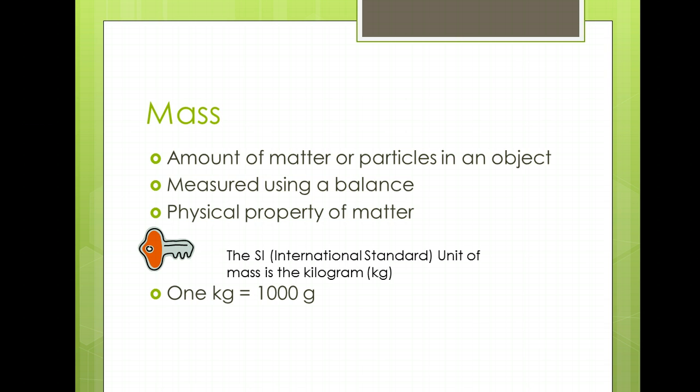Mass is a physical property of matter. Key concept in this section: the SI unit of mass is the kilogram. A kilogram is equal to 1,000 grams. Complete Figure 2, page 16, Measuring Mass, number 1 and 2 in your book.